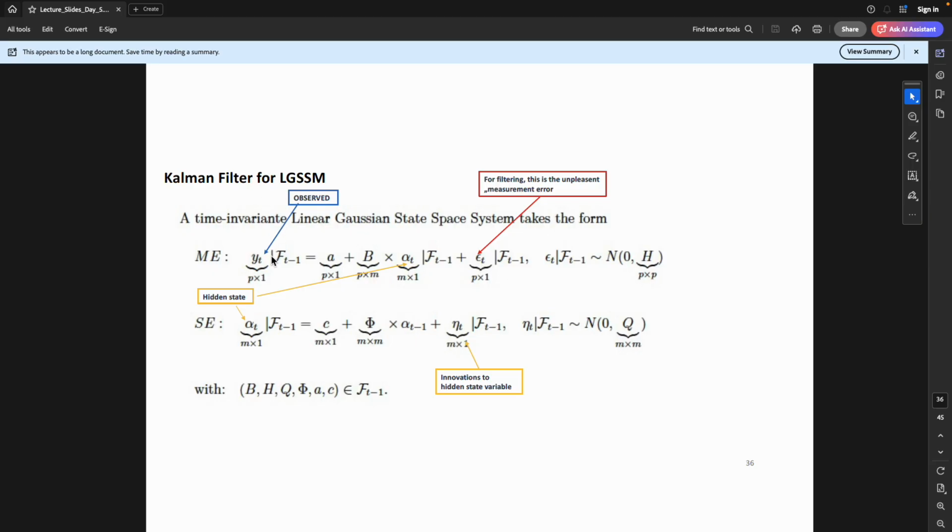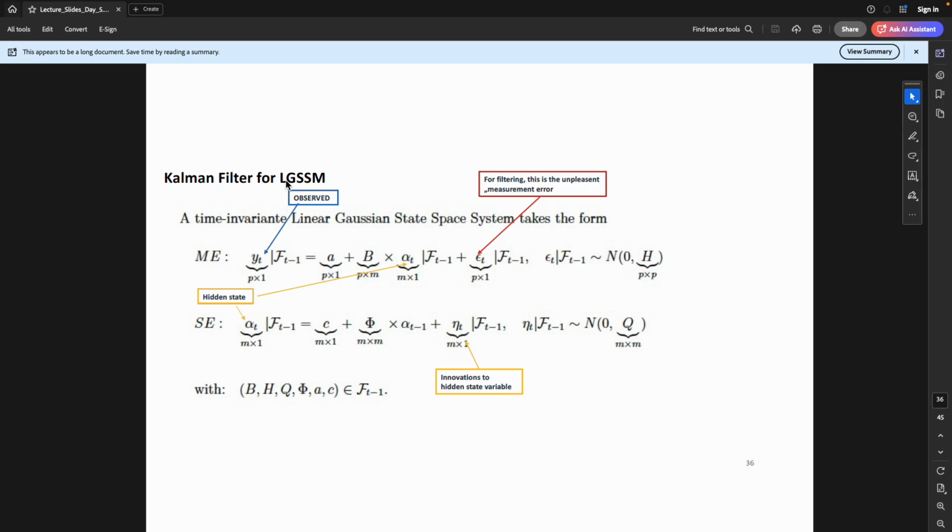So here is now written in the most general way what a linear Gaussian state space model, or state space system, SSM, looks like. Let's look at that together here. First, it's called time invariant because all of the parameters will be constant.